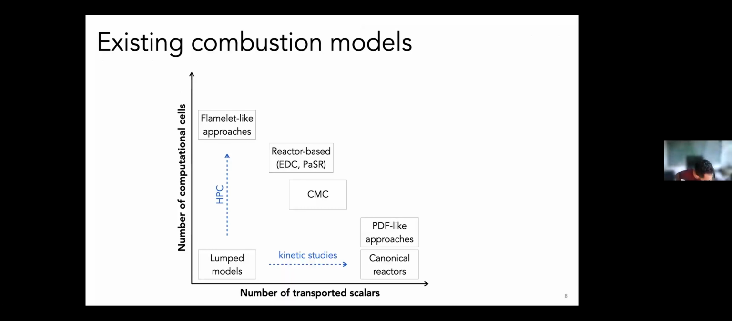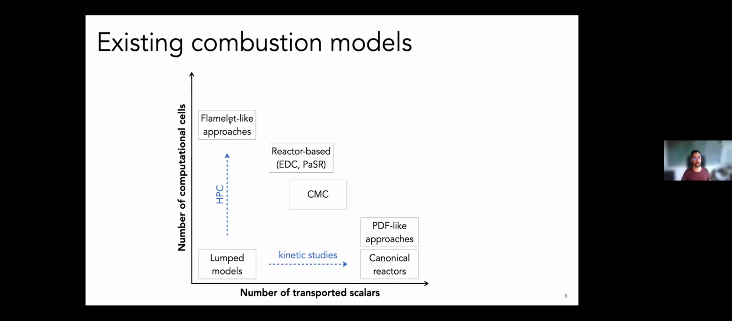I tried here to summarize. There are many plots that try to do that. I've tried to actually do it in a different way from how it's usually done, to summarize the existing combustion models with respect to the size of the typical problem that we have, which is here on the y-axis, and the number of transported scalars on the x-axis. So you basically have the number of computational cells here, and you see how the different models locate on this plot. You have, of course, here in the corner, lumped models.